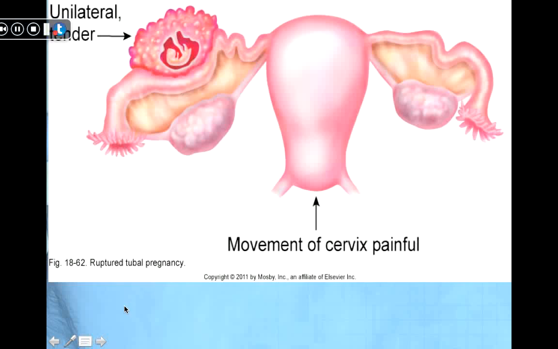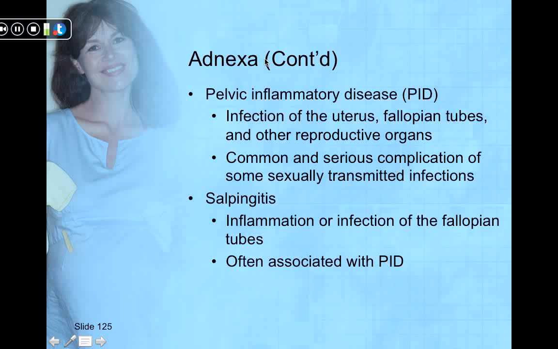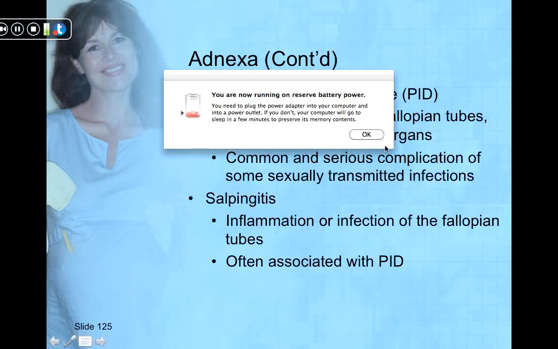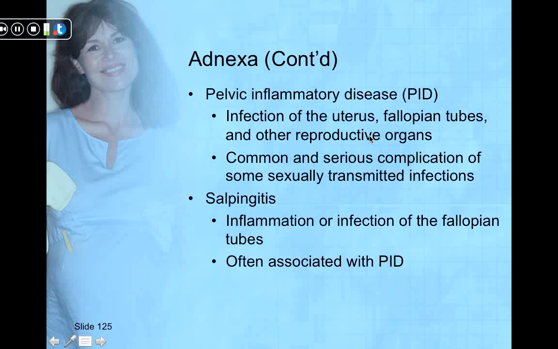This is a very large ovarian cyst. And they don't always have to be tender. This is an ectopic pregnancy over here that ruptured. Pelvic inflammatory disease, infection of the uterus, fallopian tubes, and other reproductive organs. Sometimes you can get abscesses in that area, tubo-ovarian abscess.